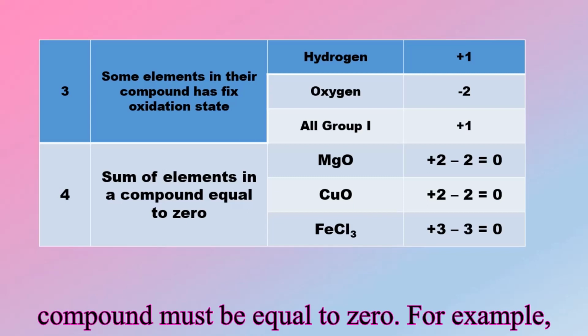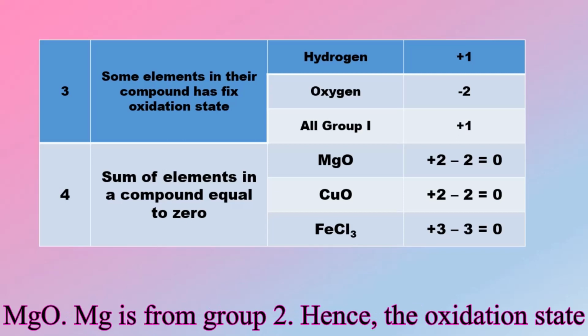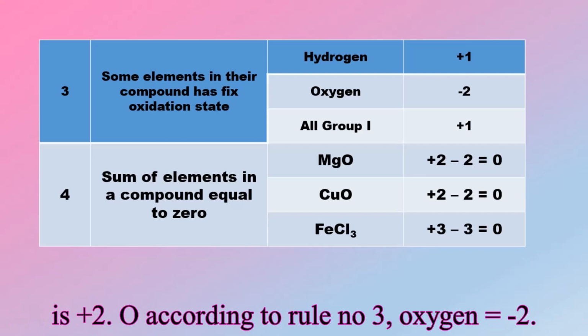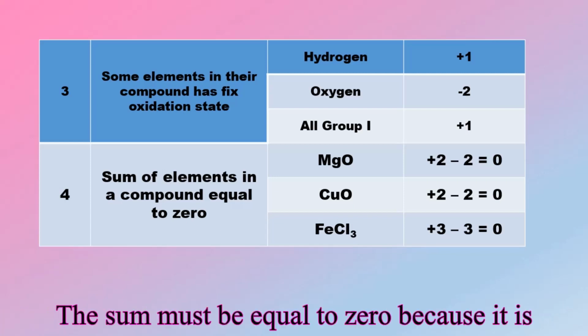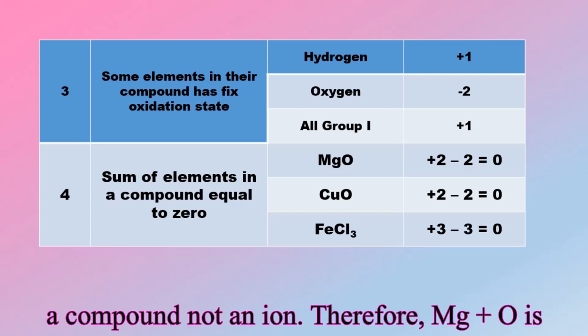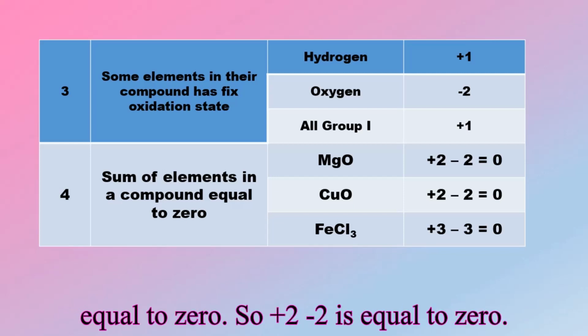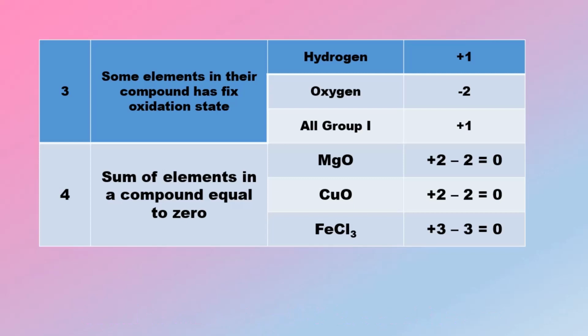For example, MgO, Mg is from group 2, hence the oxidation state is +2. According to rule number 3, oxygen equals -2. The sum must be equal to 0 because it is a compound, not an ion. Therefore, Mg plus O equals 0, so +2 minus 2 equals 0.